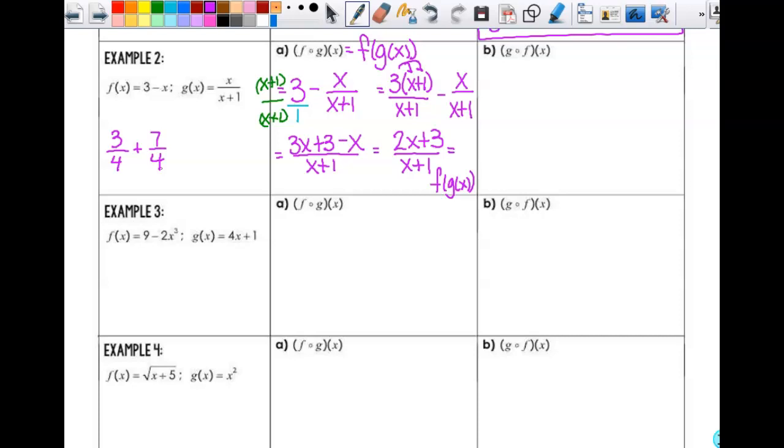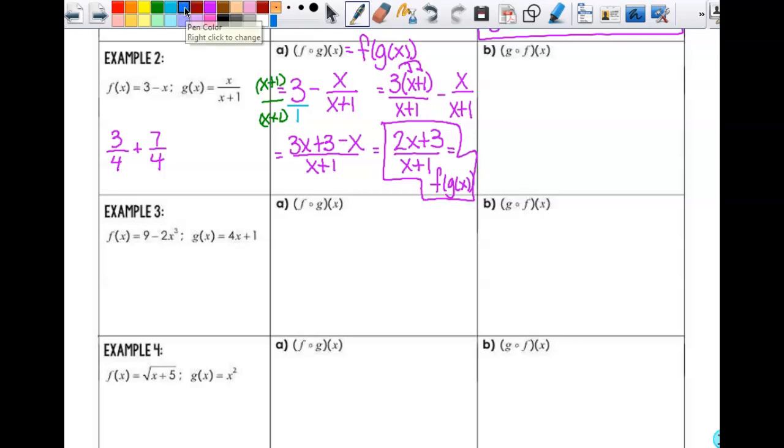Do we all understand why we cannot cancel these x's out? Because that would be undoing addition with division, and those aren't opposites. So I can't, that's it. This is my answer. Okay? What questions do you have?